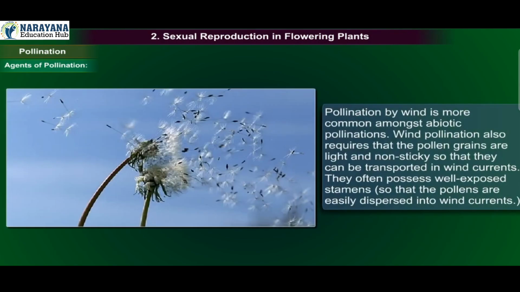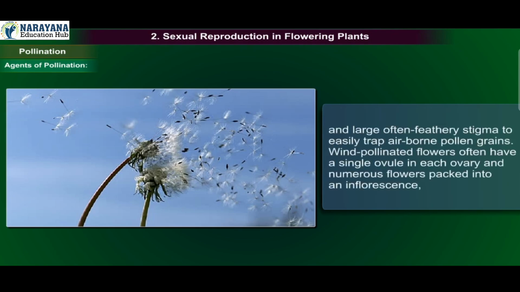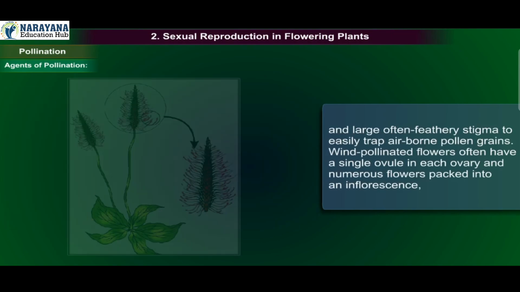Pollination by wind is more common amongst abiotic pollinations. Wind pollination also requires that the pollen grains are light and non-sticky so that they can be transported in wind currents. They often possess well-exposed stamens, so that the pollen is easily dispersed into wind currents, and large, often feathery stigma to easily trap airborne pollen grains.